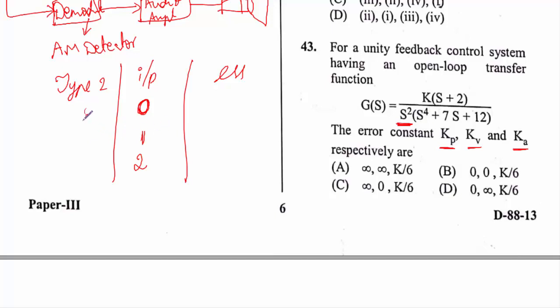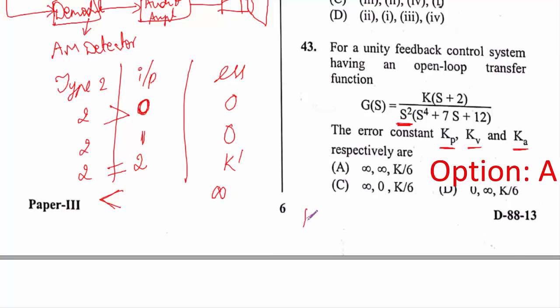So the type is 2. The system will be having type as 2. Is 2 greater than 0? If type is greater than input, steady state error equals 0. If type equals input, steady state error equals a constant, let me call it K dash. If type is less than your input, then steady state error equals infinity.